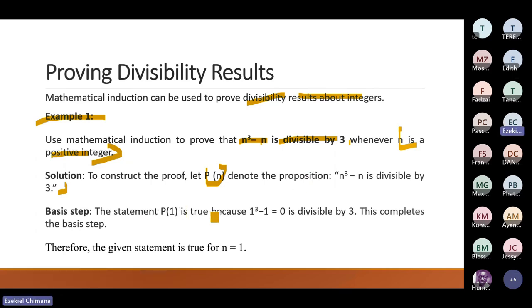So the statement P1 is true because if we put 1 here, it becomes 1 cubed minus 1, which is equal to 0. And we know that 0 is always divisible by 3. So this completes the basis step. Therefore, the given statement is true for n equals 1. You can even try to put a 2 there, 2 to the power 3 minus 2, and try to divide it by 3. You will see that that number is divisible by 3.